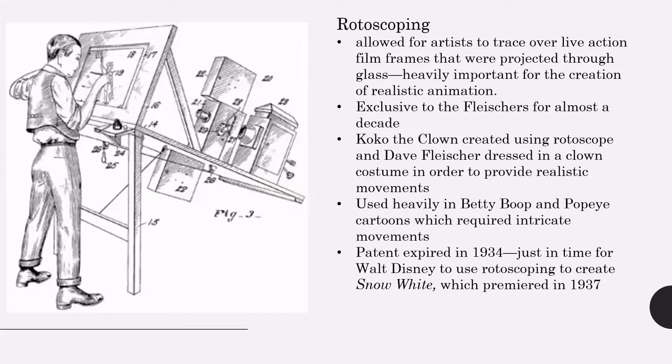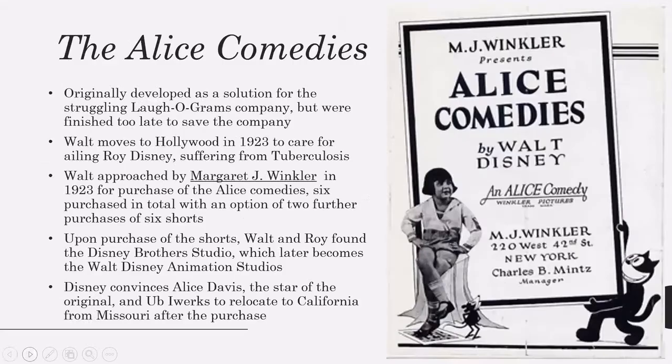They use this a lot for Betty Boop and Popeye to create intricate movements and fight scenes, in particular for Popeye. They had this patented technology that they weren't going to share with anyone else, but the patent expires in 1934. So then Walt Disney is able to use rotoscoping to create Snow White, which requires a lot of realistic movement. And what Walt Disney is doing at this time are the Alice comedies, which you watched one of these as well. And they create this as a solution for Laugh-O-Grams, which is struggling, but they end up not being able to save the company.